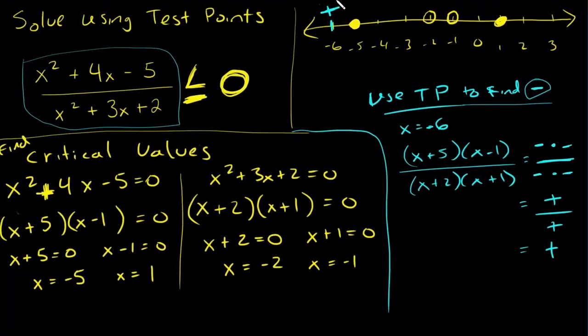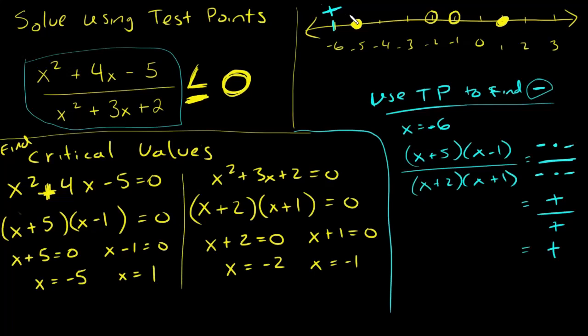Okay, so down here I'm going to be positive, which is not part of my solution. I'm looking for negatives. All right, so now let's do another test point somewhere between negative 5 and negative 2. I can choose, let's say, negative 4. X equals negative 4. When I plug in negative 4 here, x plus 5, what am I going to have? Negative 4 plus 5 is positive 1, right? So that's a positive number.